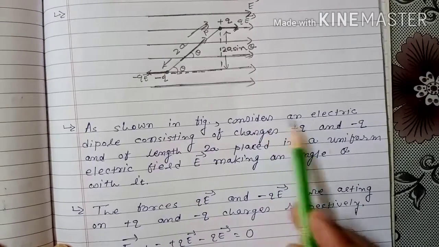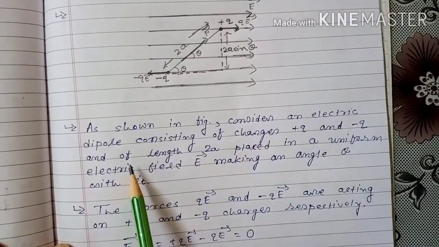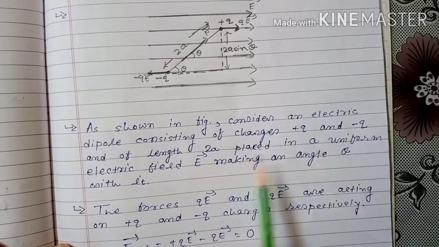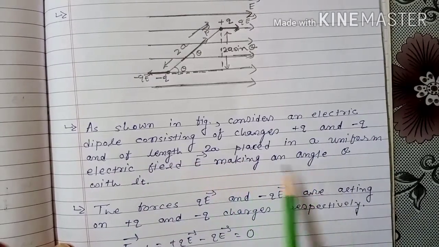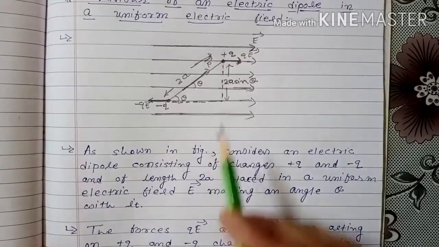As shown in the figure, consider an electric dipole consisting of charges plus q and minus q and of length 2a placed in a uniform electric field E vector, making an angle theta with it. Here, force acting on plus q charge.